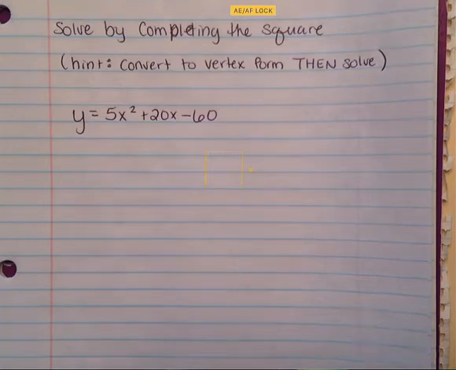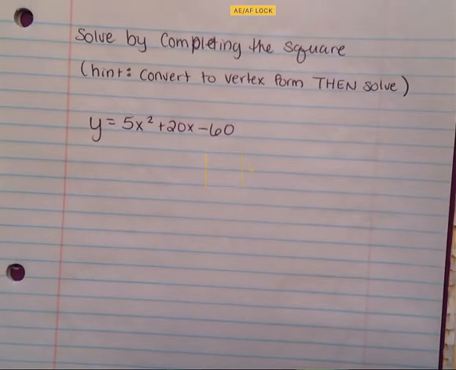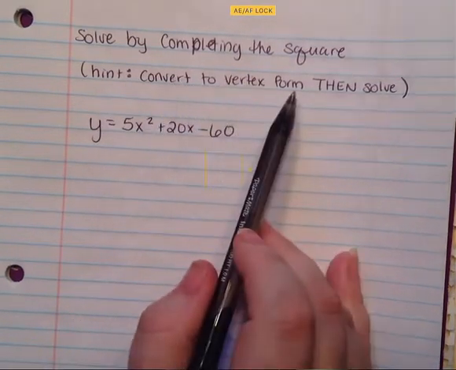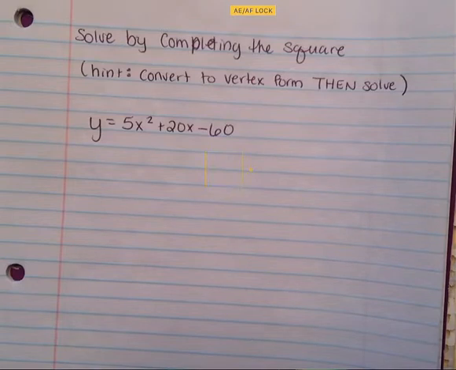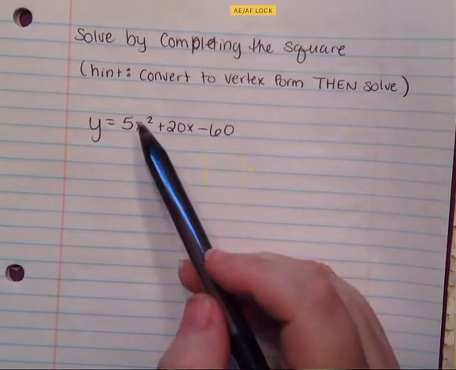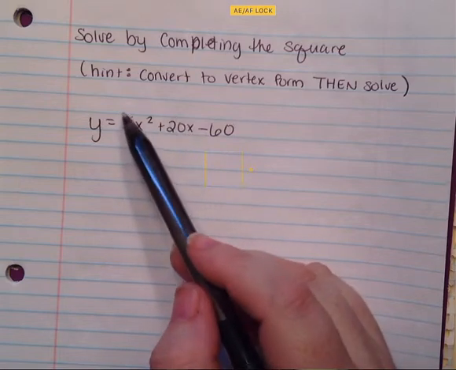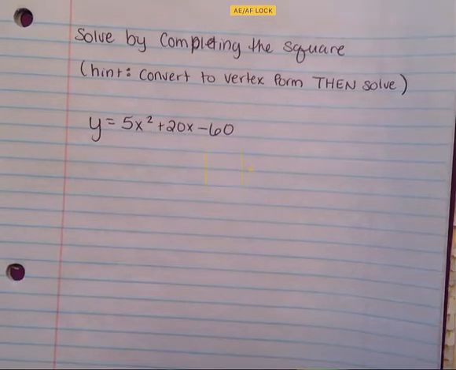This video is going to show a different way of solving by completing the square. The hint is actually you're going to convert it to vertex form and then solve. Solving by completing the square is very easy when your a value is 1 and your b value is even. In this case, our a value is not 1, so completing the square algebraically is much more difficult. However, you can still complete the square by converting it to vertex form and then solving.